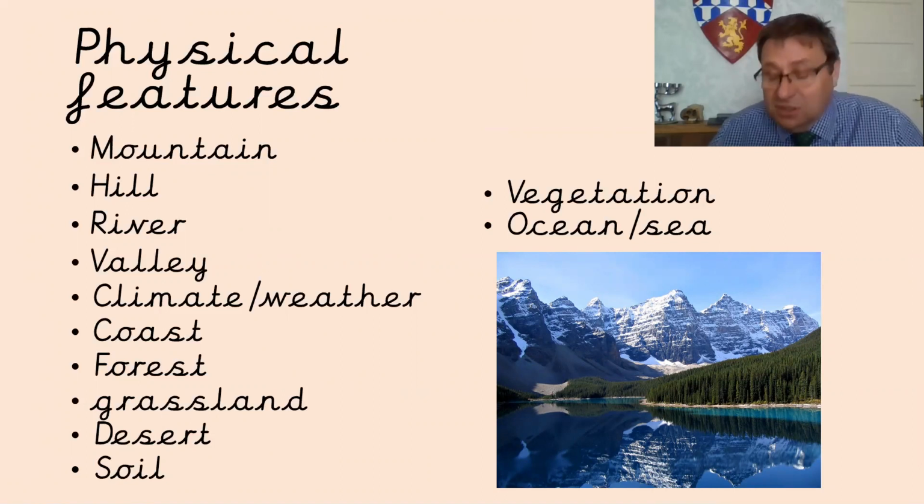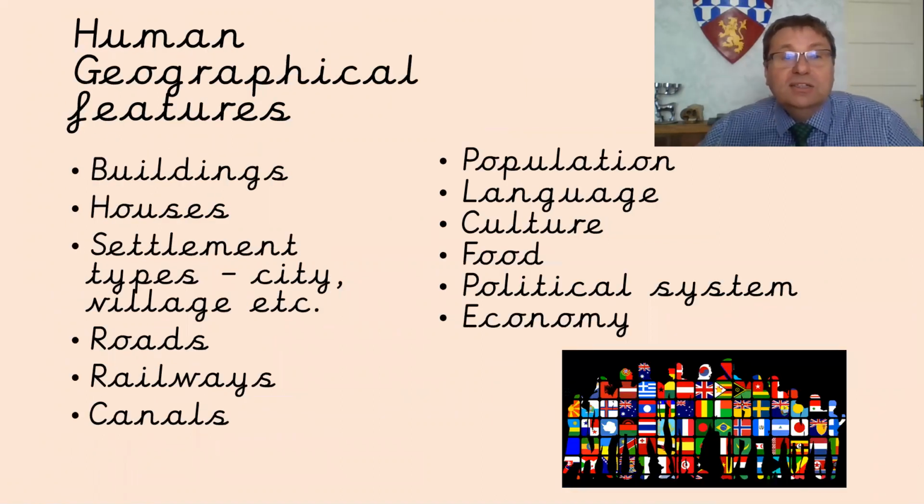Now, anything else is a human feature. So human geographical features are things like buildings, houses, settlements. We talked about settlements last term, you know, what types of settlements, cities and villages. Then there's roads, railways, canals, population, number of people who live there, language, culture, how people live, food, what people eat, the political system, how that's worked out, the economy, how it makes its money. So those are human geographical features.